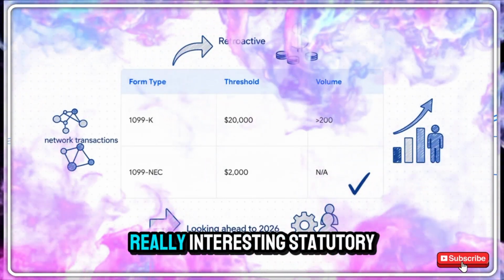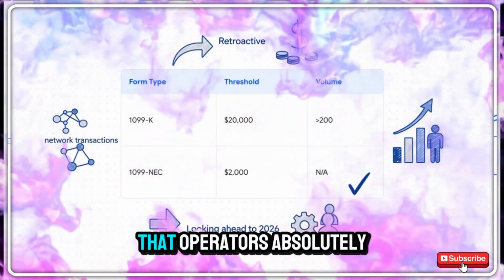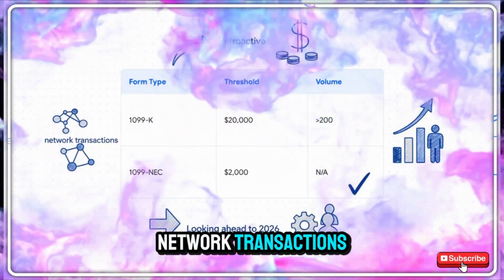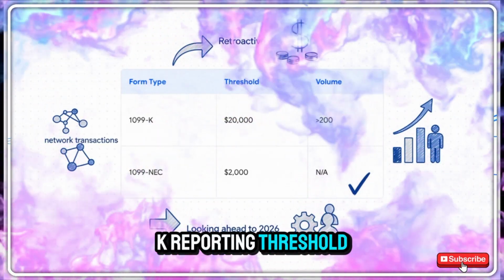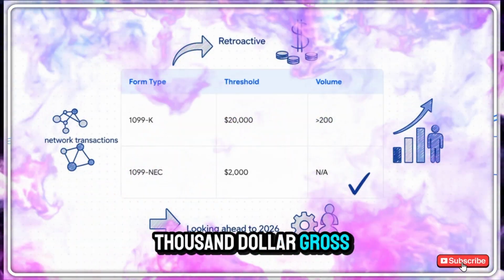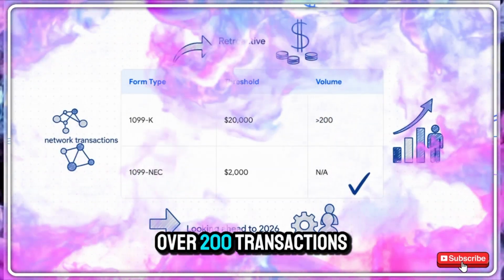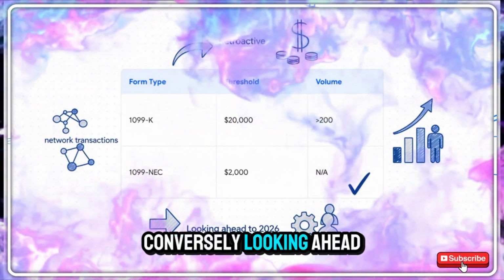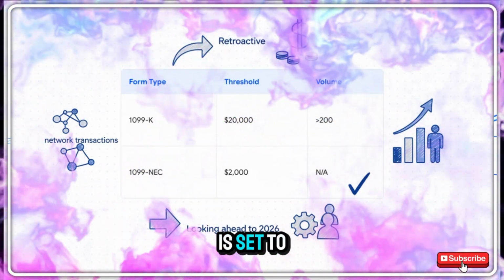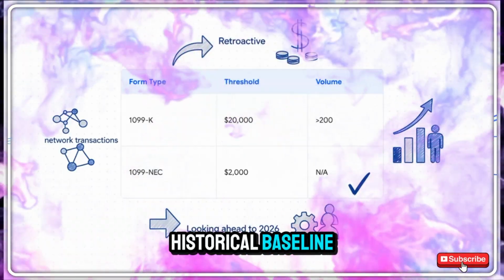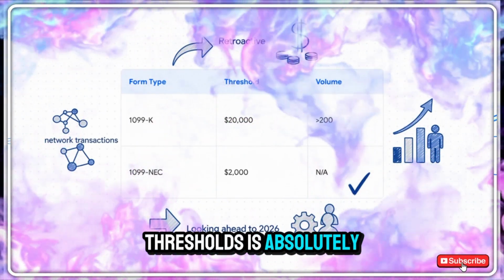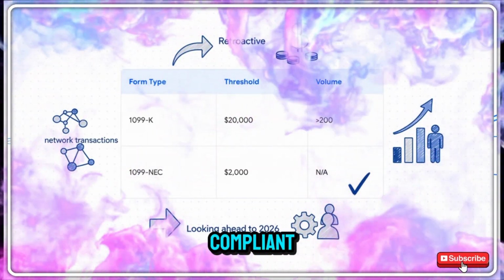All right, Section 5, Updated Statutory Reporting Thresholds, Macro Regulatory Shifts. Okay, there's a really interesting statutory dichotomy here that operators absolutely need to catch. For third-party network transactions, the 1099-K reporting threshold retroactively reverted to a much higher $20,000 gross payment limit, assuming you have over 200 transactions. Conversely, looking ahead to 2026, the threshold for non-employee compensation is set to increase from its historical baseline to a new $2,000 minimum. Tracking these precise thresholds is absolutely vital for keeping your accounting systems compliant.